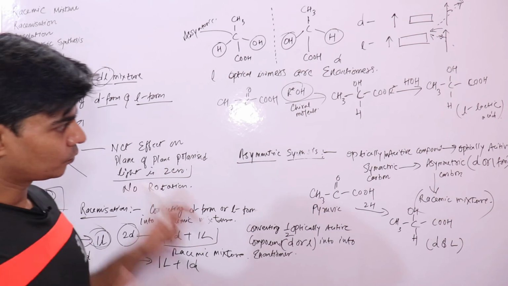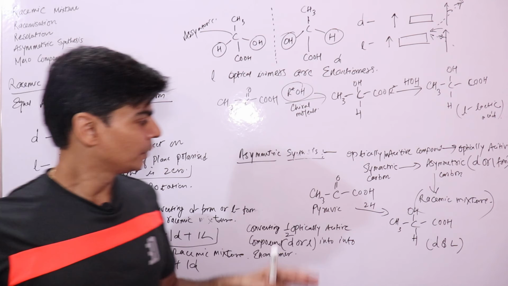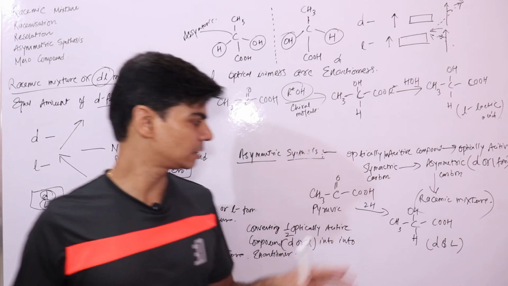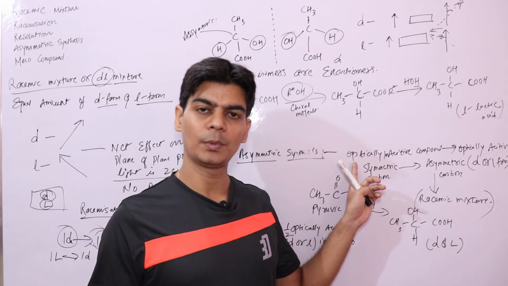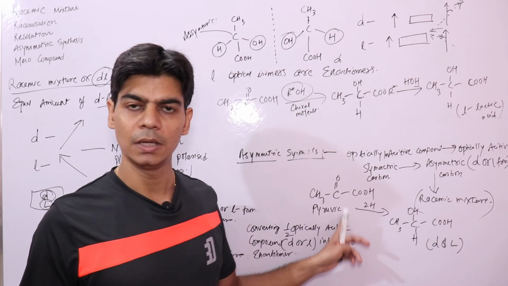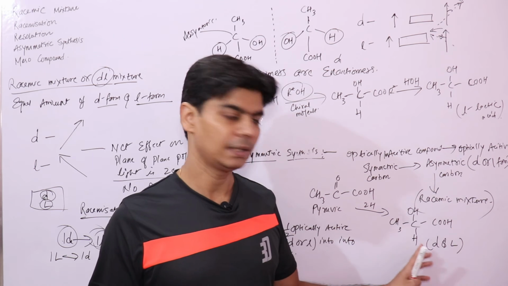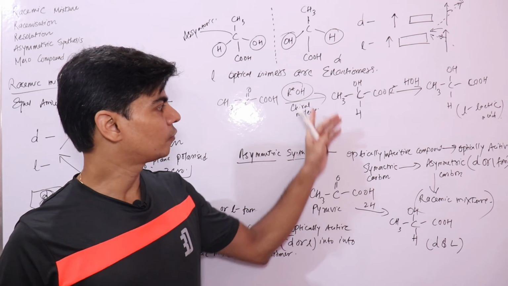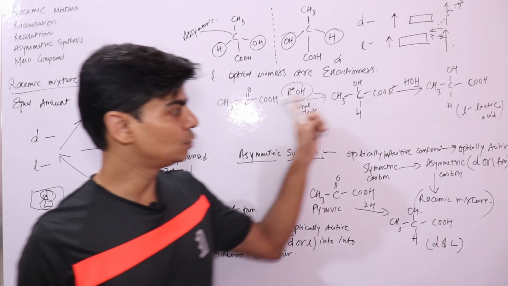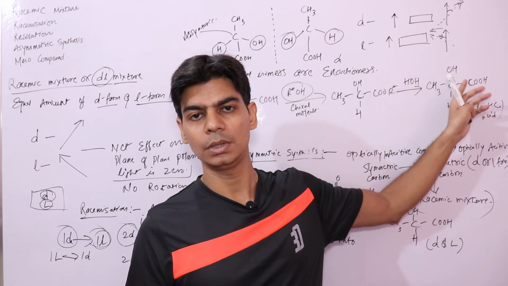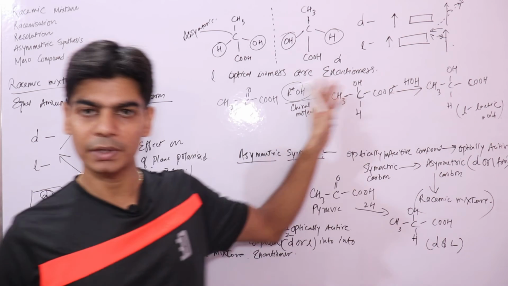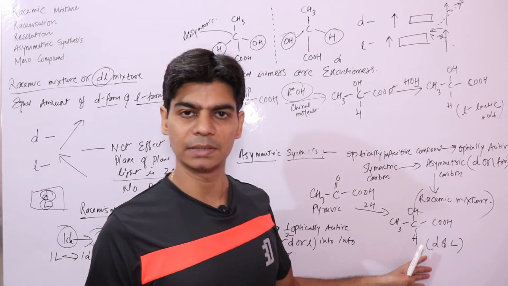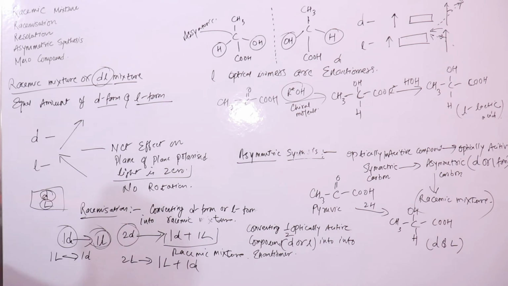So in short, asymmetric synthesis is basically converting an optically inactive compound like pyruvic acid into an optically active compound like lactic acid, right. Now this reaction, if done in the presence of a chiral molecule, then you will get a pure optically active compound, either a D or an L form. If it is not done in the presence of an optically active compound, then what you will get is a racemic mixture, right. I hope this is clear.